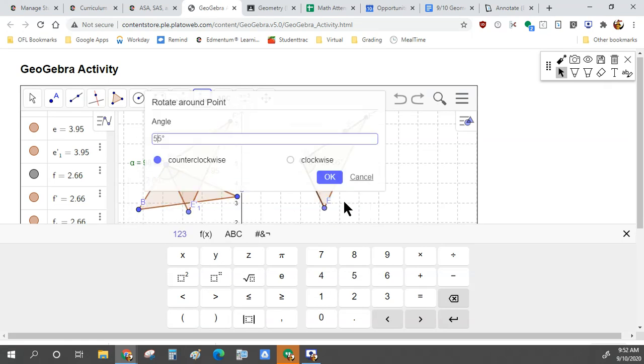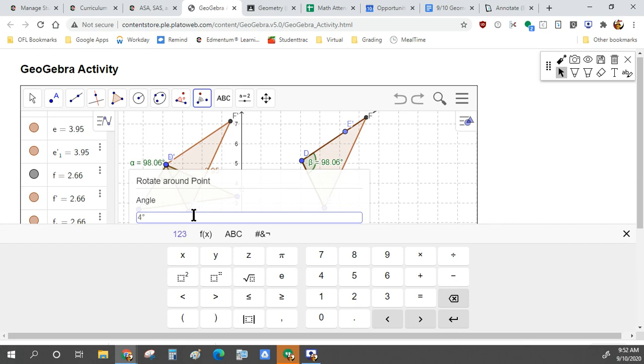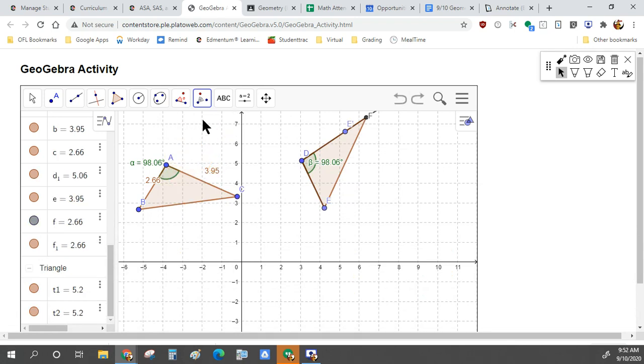Make sure it's on clockwise. I hate how this board pops up. A little bit more. 57. And of course, I didn't do clockwise. Well, you guys get the idea.